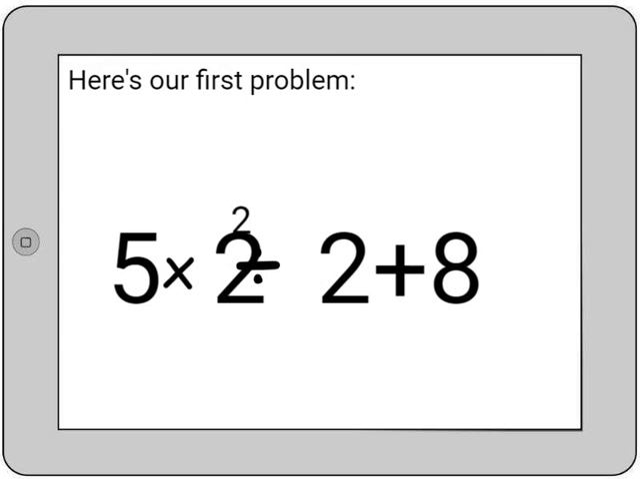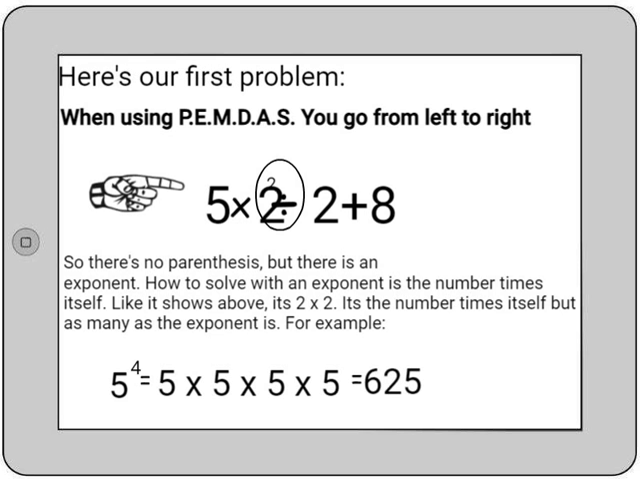Here's our first problem. 5 times 2 squared divided by 2 plus 8. When using PEMDAS, you go from left to right. So, there's no parentheses, but there is an exponent.